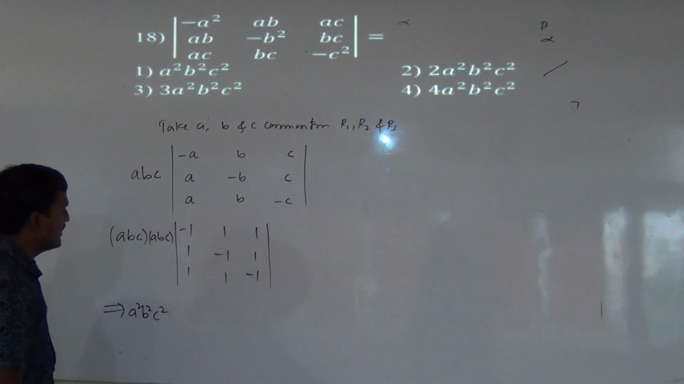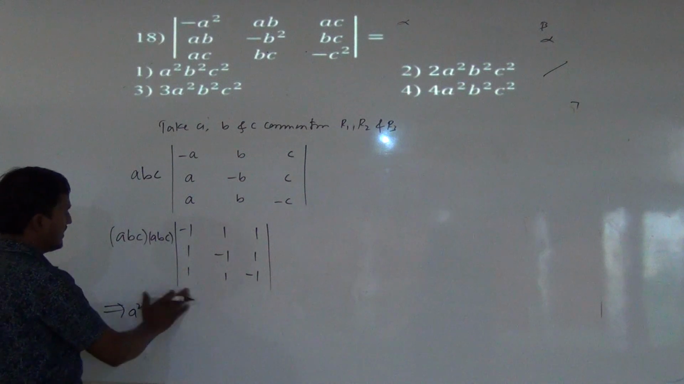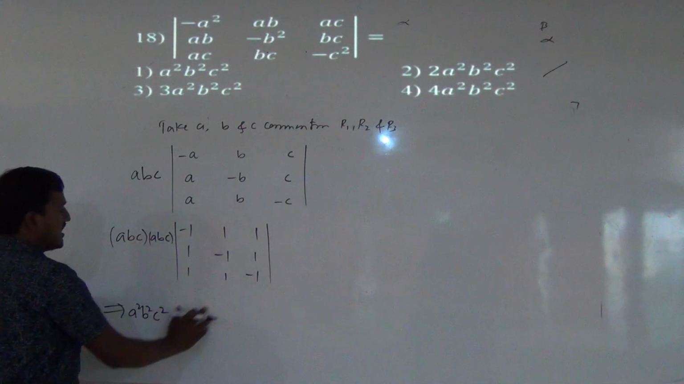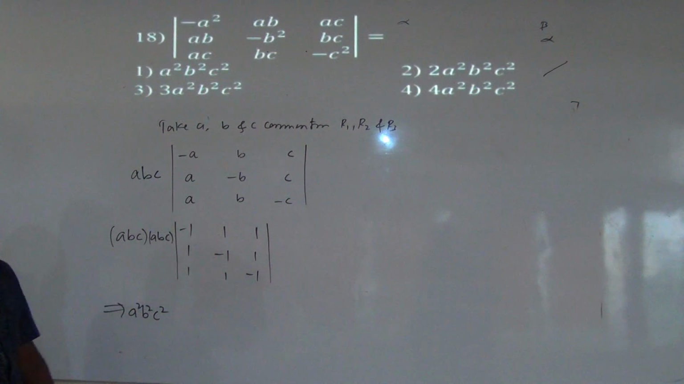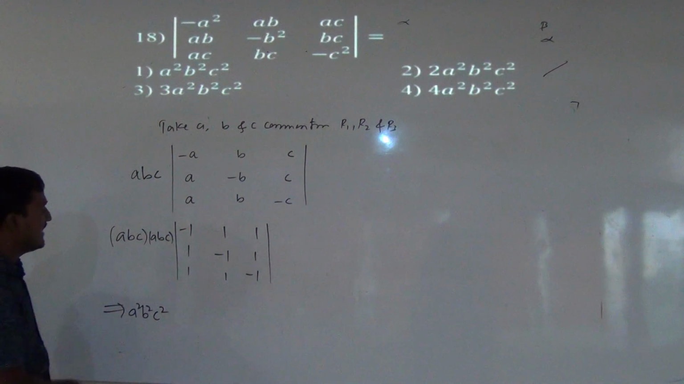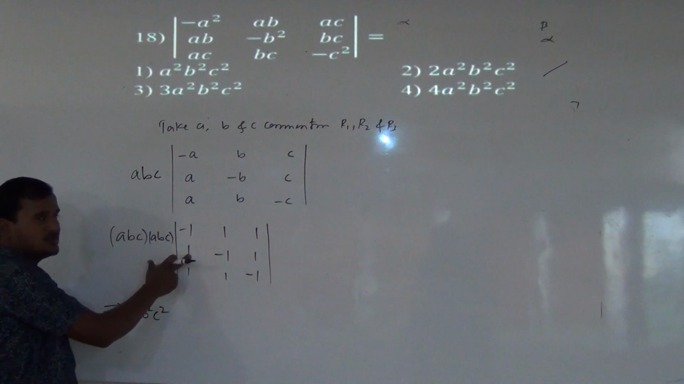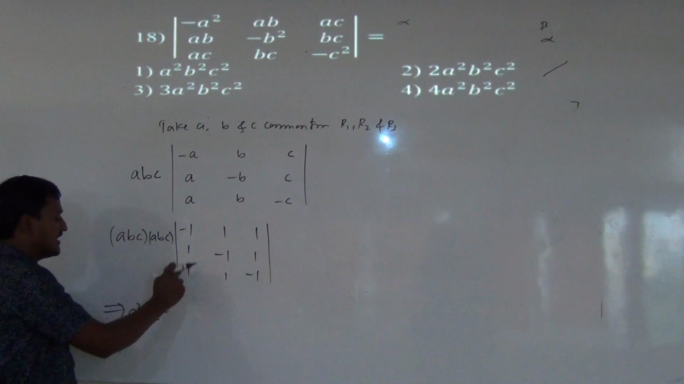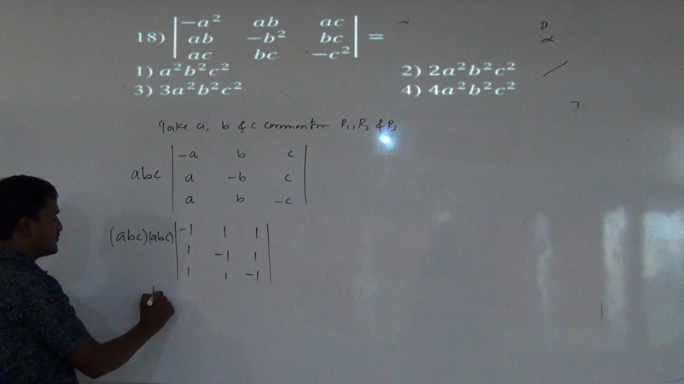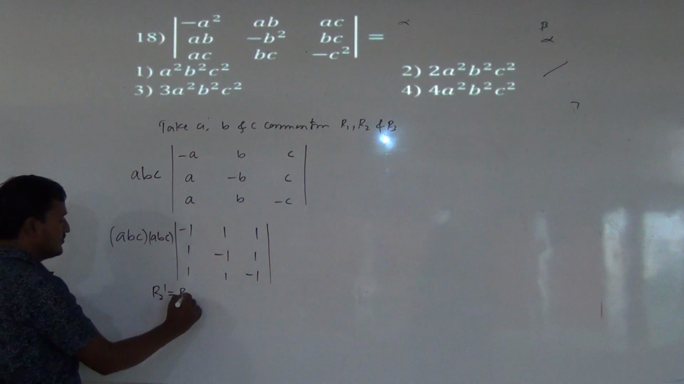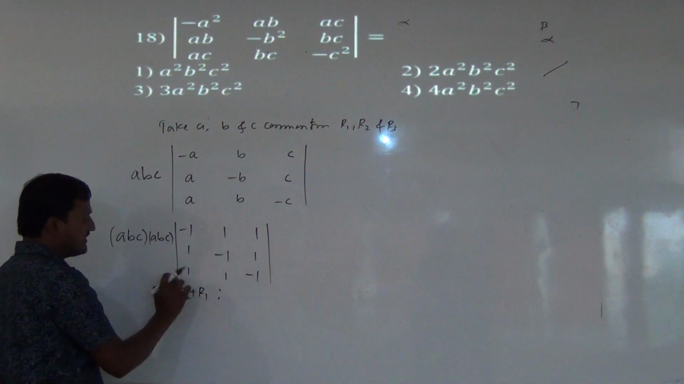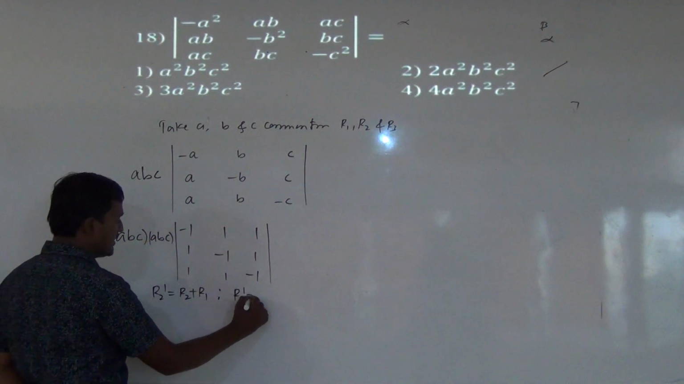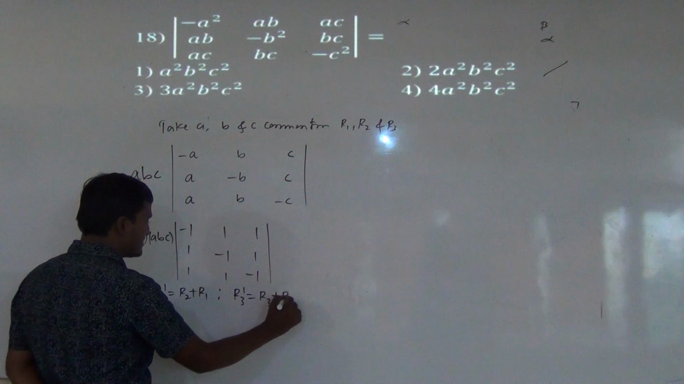Now here I want to apply an operation such that some of the elements of a row or column become 0. So I will make this element 0. To make this element 0, I will apply the operation R2' = R2 + R1, and I will make this element 0 by applying R3' = R3 + R1.